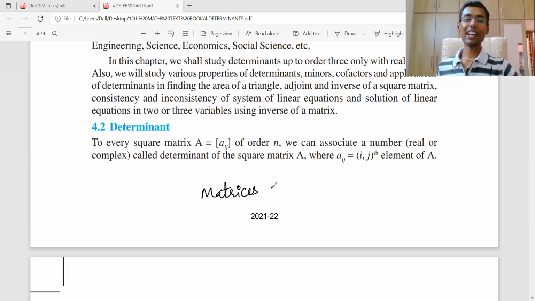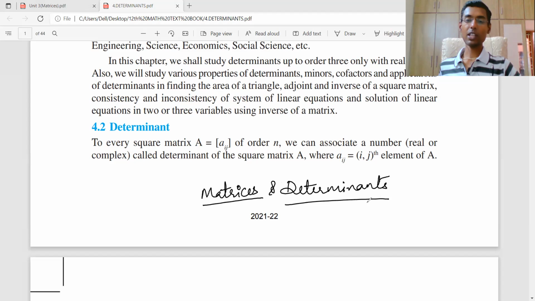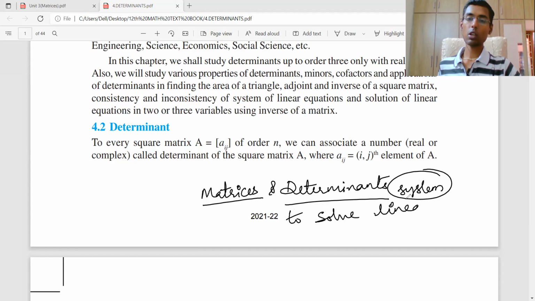So matrices and determinants. These both are only one topic, so consider them one topic. Their application is to solve a system of linear equations. System means a set of equations, linear equations. What does a system of linear equations mean?